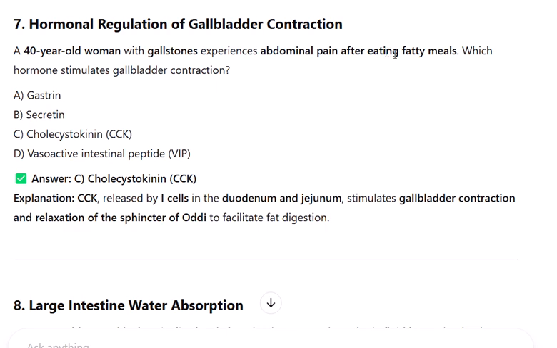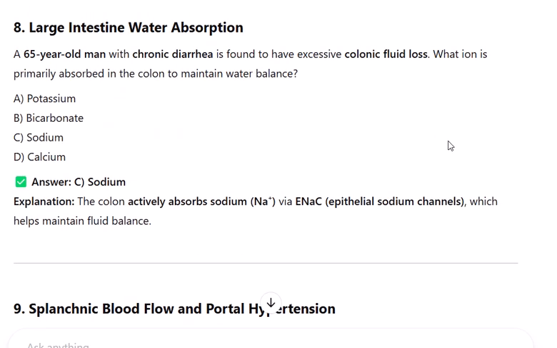8. Large intestine water absorption. A 65-year-old man with chronic diarrhea is found to have excessive colonic fluid loss. What ion is primarily absorbed in the colon to maintain water balance? A. Potassium. B. Bicarbonate. C. Sodium. D. Calcium. Answer C.